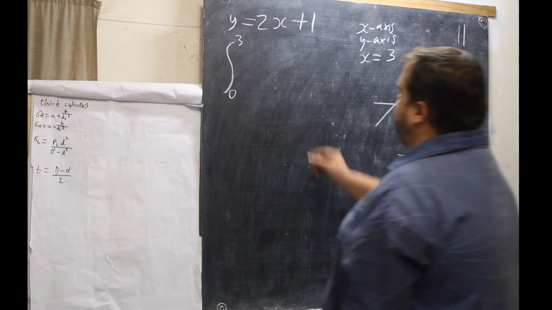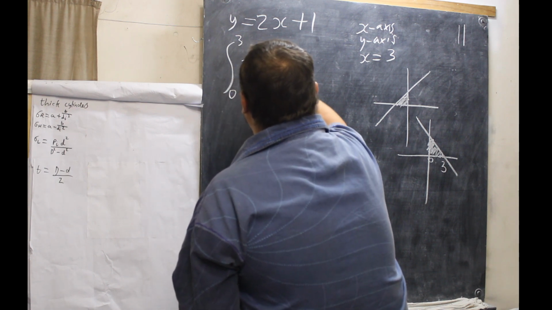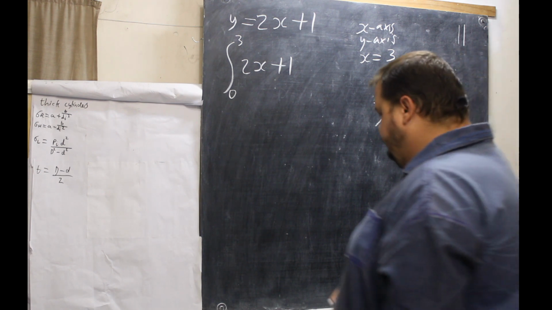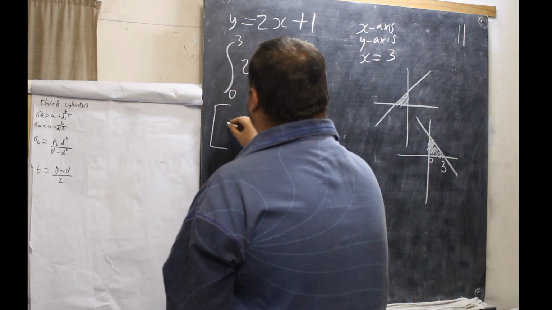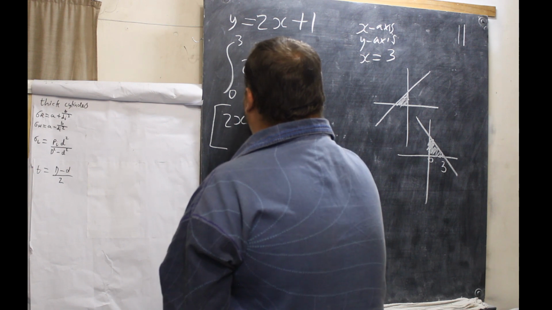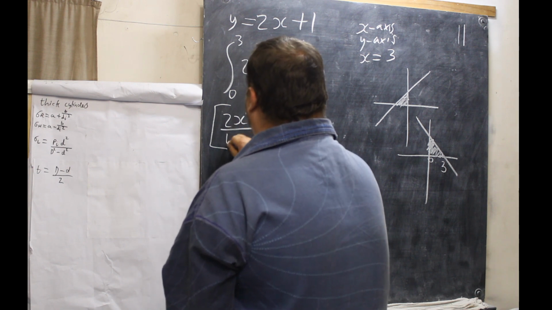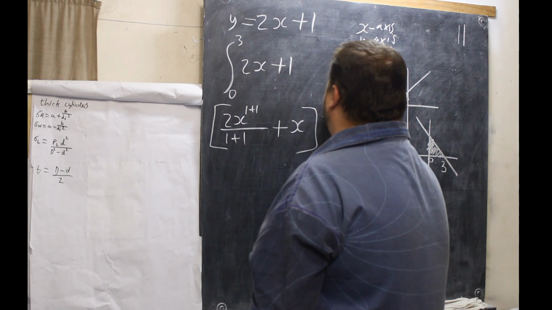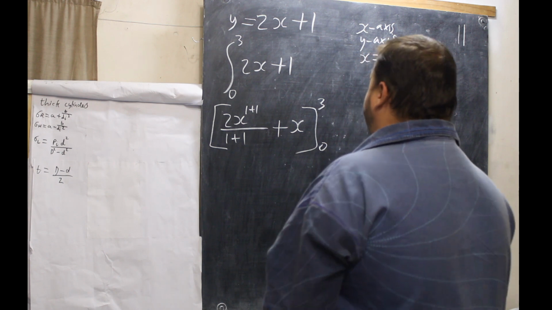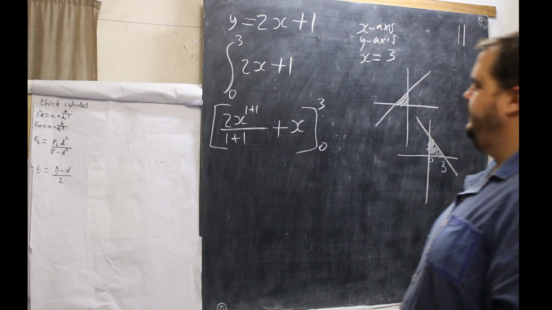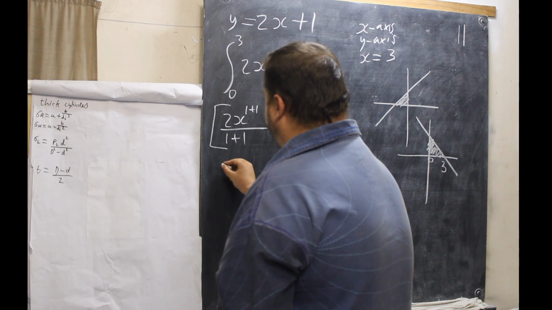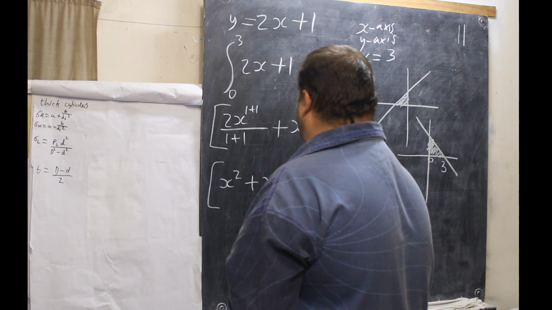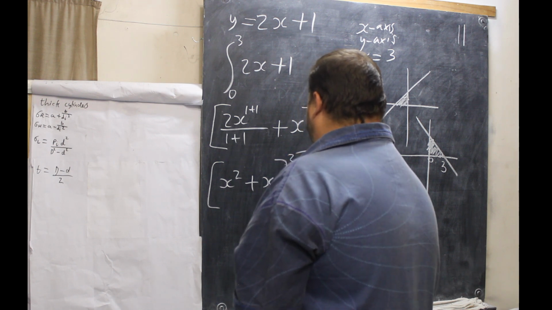So how we will do that is integrate 2x plus 1. We say the integral, so 2x to the power 1 plus 1 over 1 plus 1, plus x, with limits 3 and 0. So this becomes x squared plus x, 3 and 0.